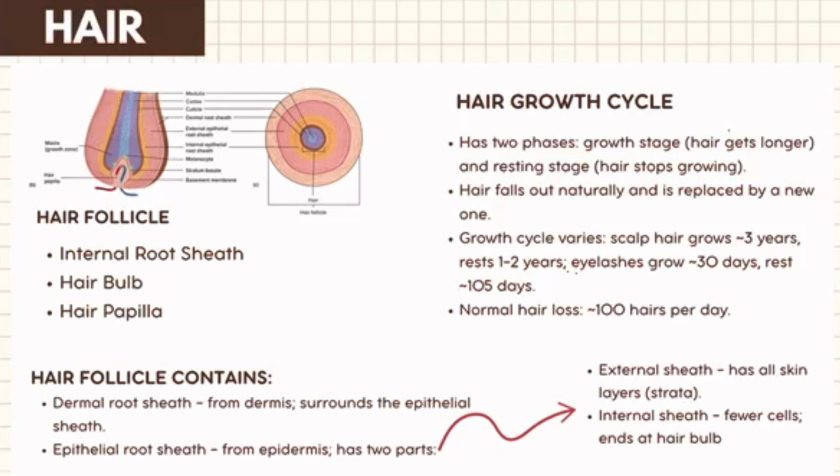So the growth time depends on the body part. For the scalp, it grows for about 3 years and rests for 1 to 2 years, while the eyelashes grow for 30 days and rest for 105 days. So, we normally lose about 100 hairs every day.